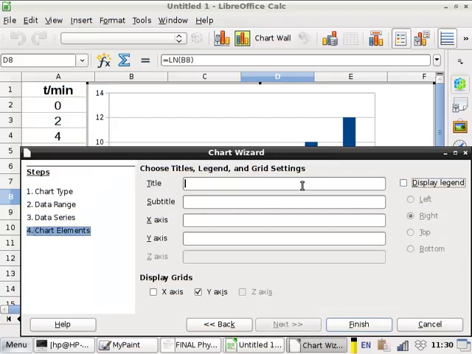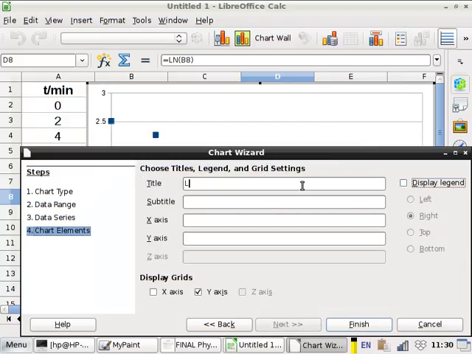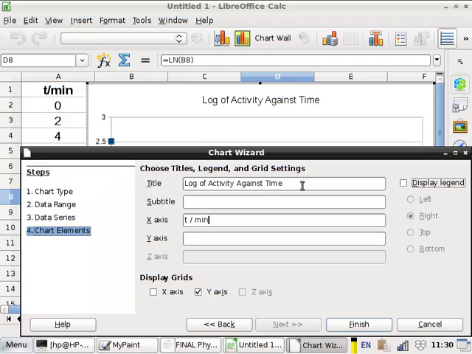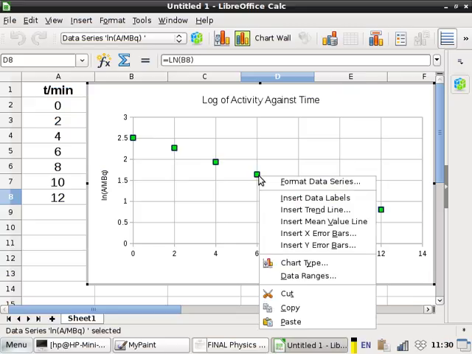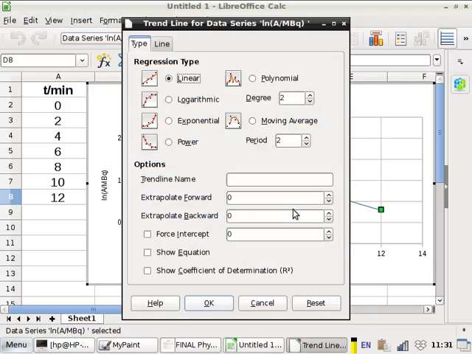Right, what's the title? It's a log of activity against time. And the x is time in minutes, and the y is log activity, which is in megabecquerels. Okay. Right, and that's what the graph should be. And of course you need to include the straight lines. Will I show the equation? I will.